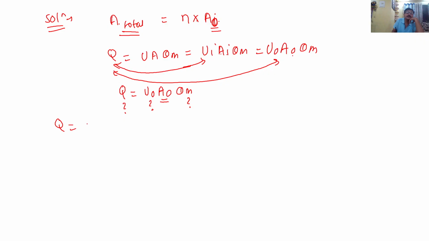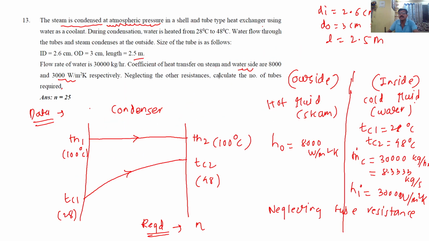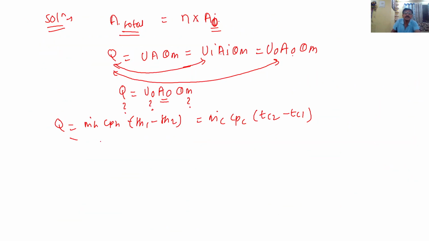How to calculate Q? m dot h, CPh, Th1 minus Th2, that is on the hot side. This is on the cold side: m dot c, CPc, Tc2 minus Tc1. I have written the heat balance equation for the heat exchanger. Now what is given? Cold side data is fully available, so I can use this combination to calculate Q. So Q is equal to m dot c, which is 8.4 times 3.